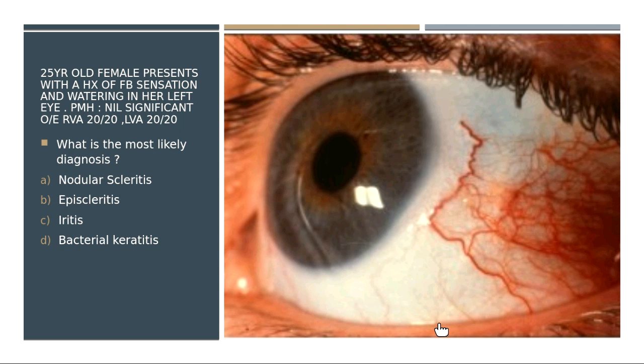Now think about the history. Female, but she has no significance. She's not known to have any autoimmune diseases, rheumatoid arthritis or anything, lupus. Just a little bit of watering, foreign body sensation, vision normal. What is the most likely diagnosis? Is it a nodular scleritis? Is it an episcleritis? Is this an iritis? Is it a bacterial keratitis?